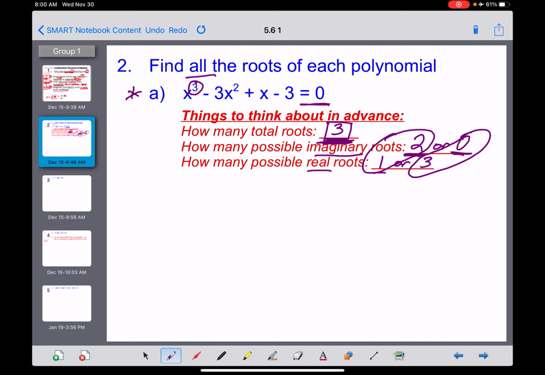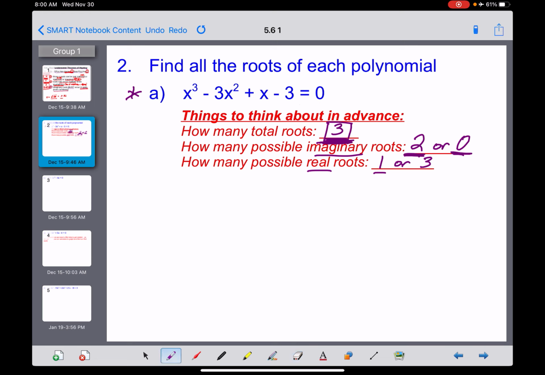So those are the only 2 possibilities we could have right here for how many real and/or imaginary roots that we have. Okay, let's get into it, guys. We're going to go ahead and try to start solving this polynomial equation right here. And good news for you guys, nothing has changed in terms of where we were earlier in the chapter.